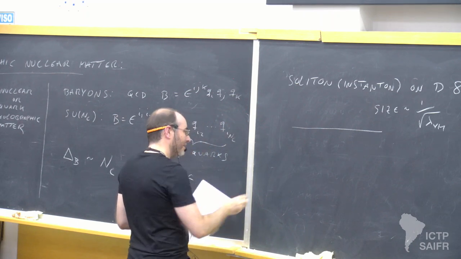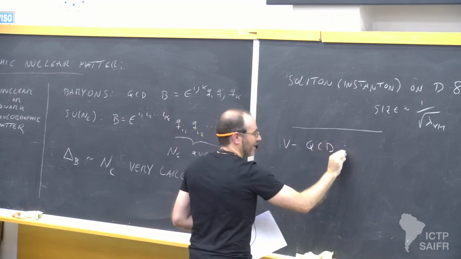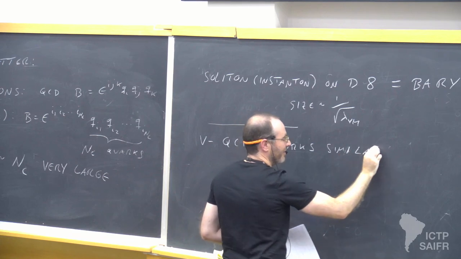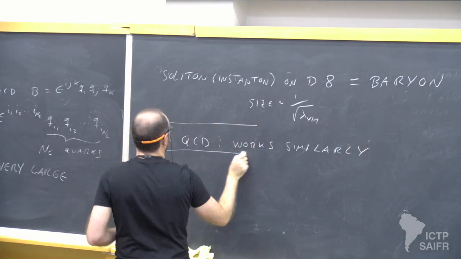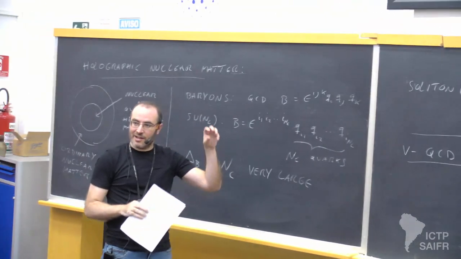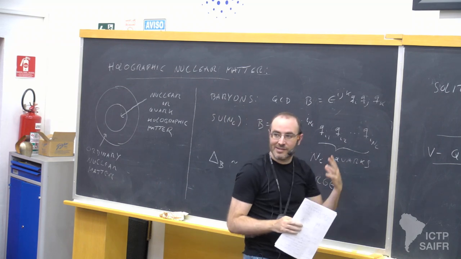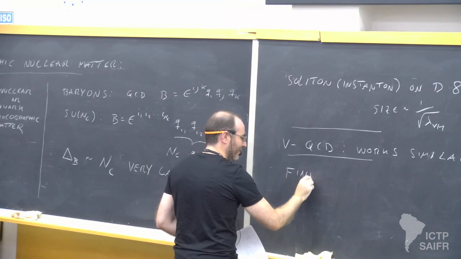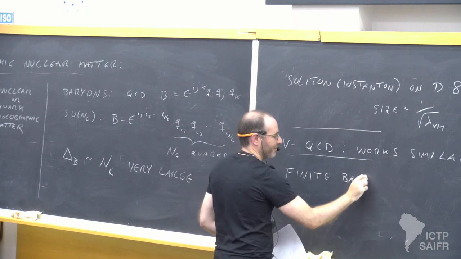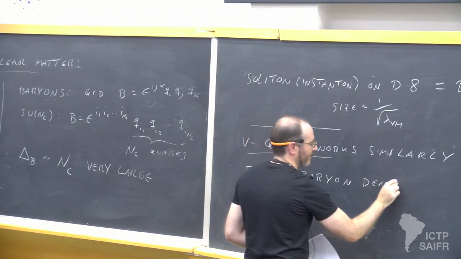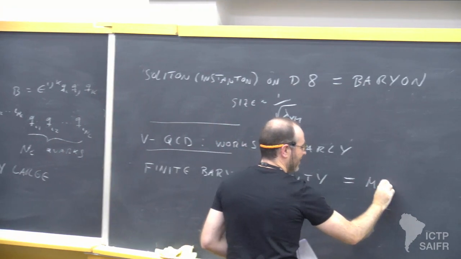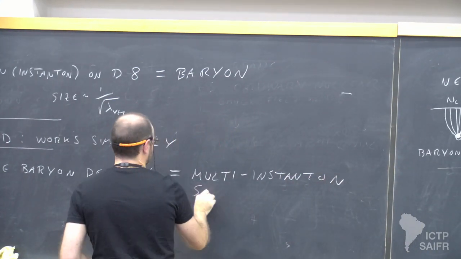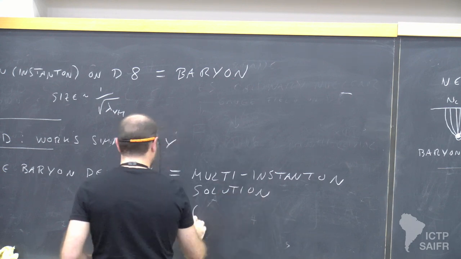Now, in the V-QCD model that I mentioned, it works similarly. One considers instanton configurations, and this tells us how to describe single baryons. Now we want to describe a finite baryon density. That means that we will have to consider many of these objects. This will be equal to some multi-instanton configuration. So this is very hard.